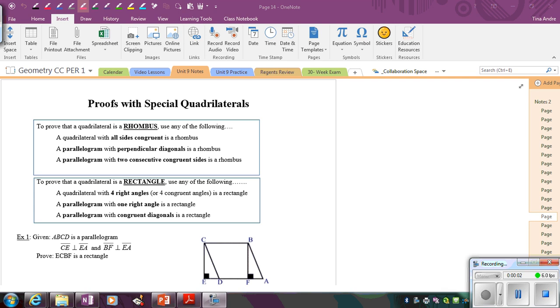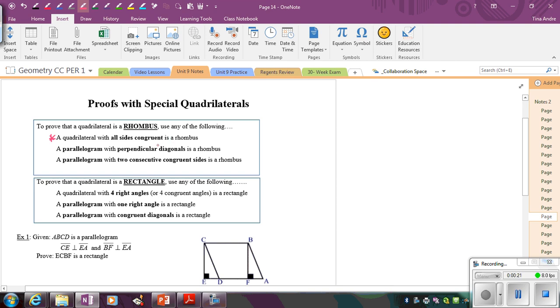In this lesson, we're going to learn about proofs with special quadrilaterals. Just a reminder, when you're trying to prove a rhombus or a rectangle, you have three different strategies that you can use. If you're trying to prove a rhombus, you can prove it by using the definition of a rhombus: a quadrilateral with four congruent sides. So all sides are congruent.